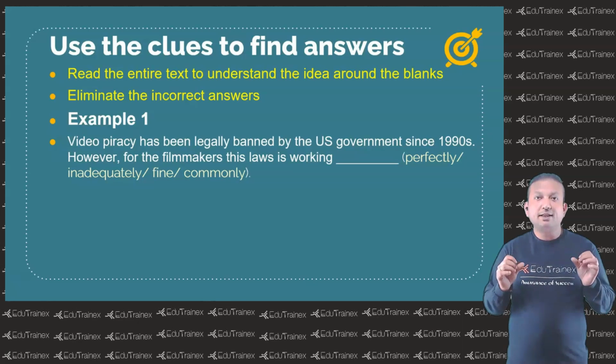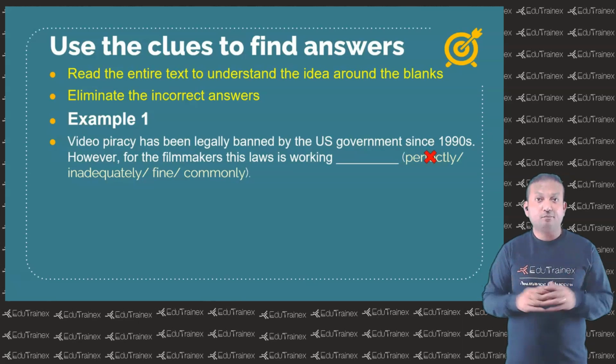See the first sentence. It talks about how the US government has legally banned video piracy. But the second sentence starts with "however." So this is your clue. If "however" was not used there, the answer would be something positive, like "perfectly." But since "however" is used here, "perfectly" is definitely incorrect.